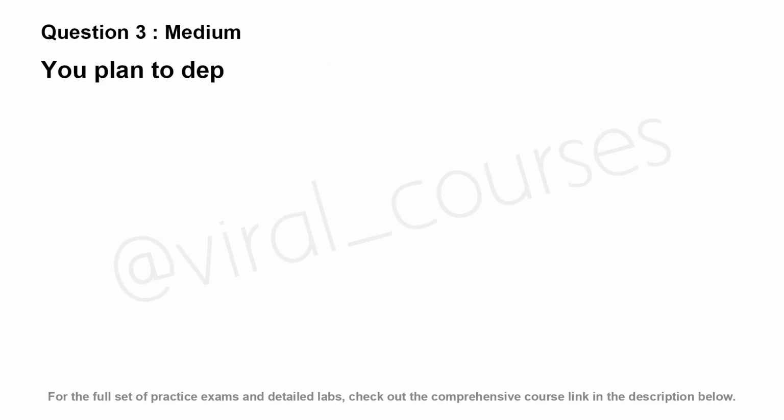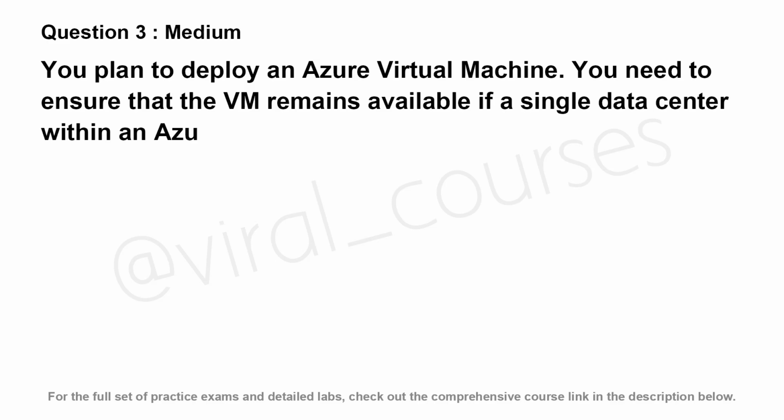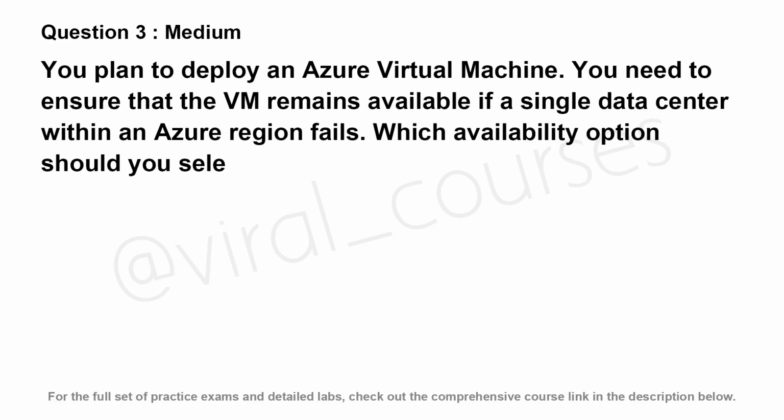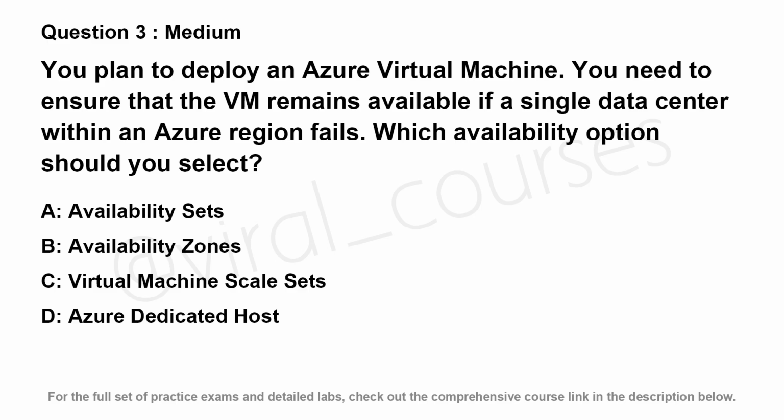You plan to deploy an Azure virtual machine. You need to ensure that the VM remains available if a single data center within an Azure region fails. Which availability option should you select? Option A, Availability Sets. Option B, Availability Zones. Option C, Virtual Machine Scale Sets. Option D, Azure Dedicated Host.